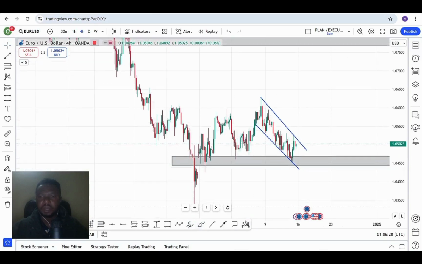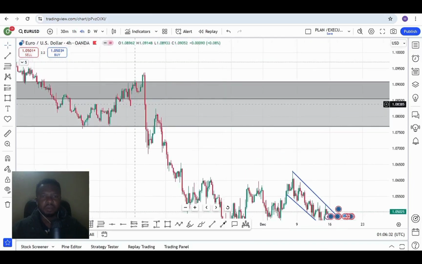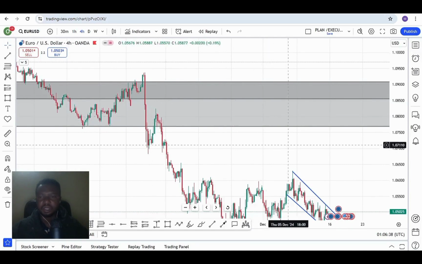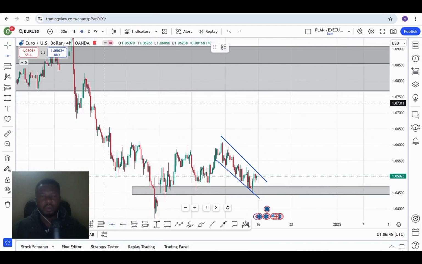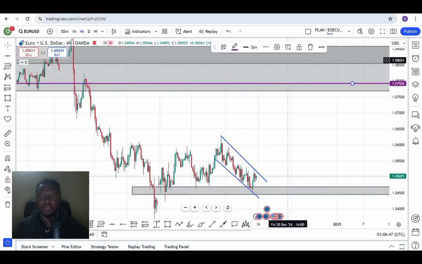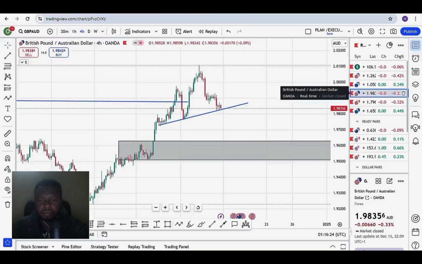Okay, I hope that price will push up to the upside to come and mitigate this level. We still have this imbalance here yet to be tested, and we have this supply zone here. So I'm hoping that price will trade all the way to the 10800 psychological level.